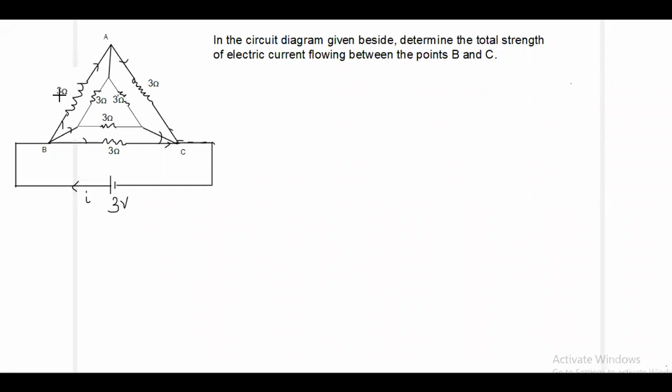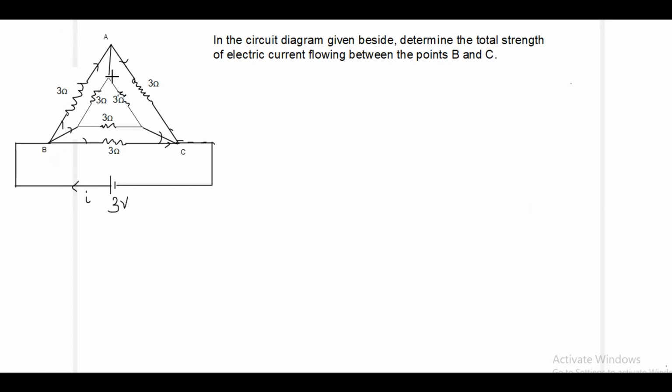Hello everyone, in this video we are going to solve a very simple circuit diagram problem. The question says that in the circuit diagram given beside, we have to find the total strength of electric current flowing between the given points B and C. So let's start with the problem.